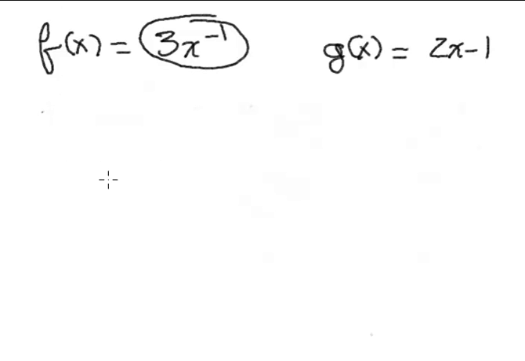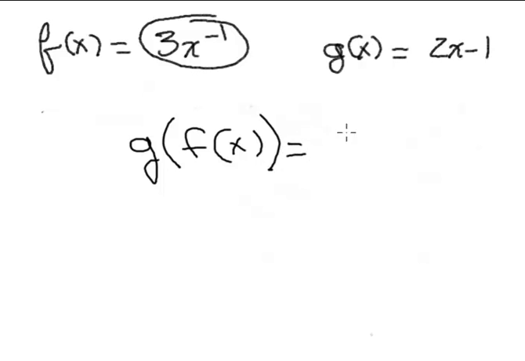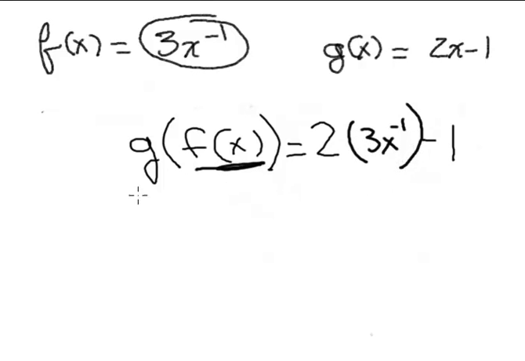Okay, so now I want to do g of f of x. I start by writing my outside function, which is 2x. Whenever I write an x, I'll leave a little space because I know I'm going to erase it. Then I erase that x and replace it with f of x, in parentheses, 3x to the negative 1.